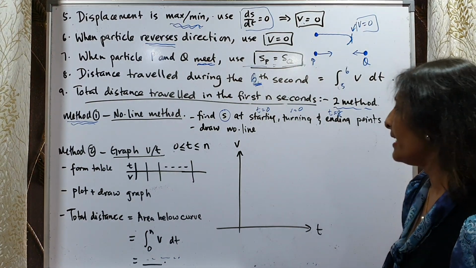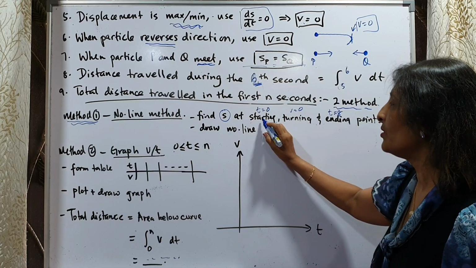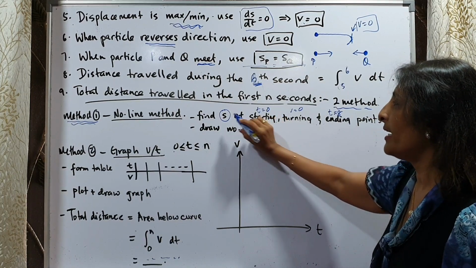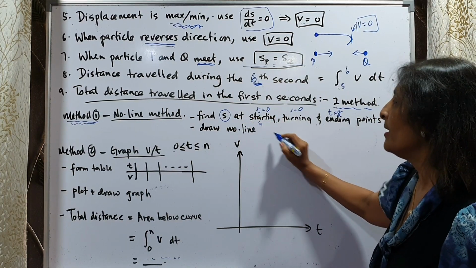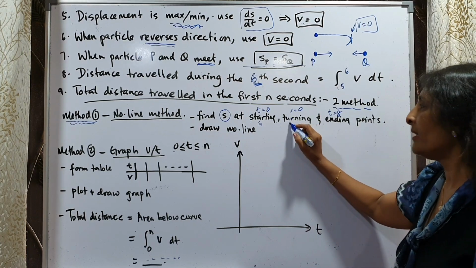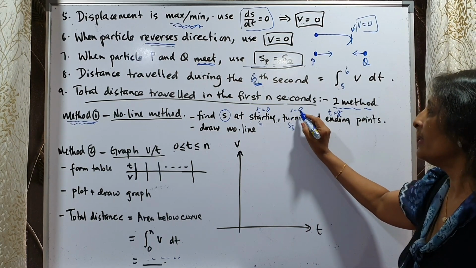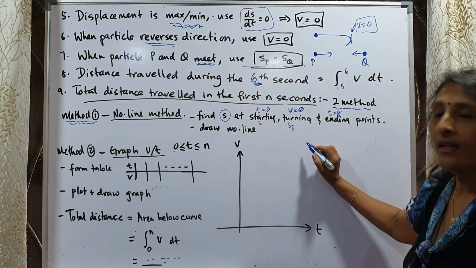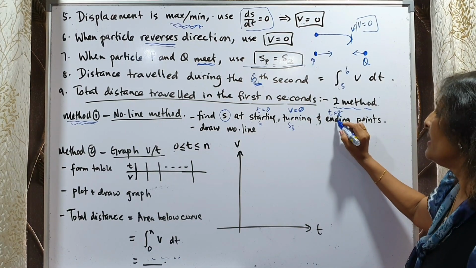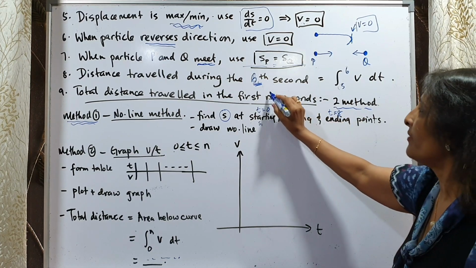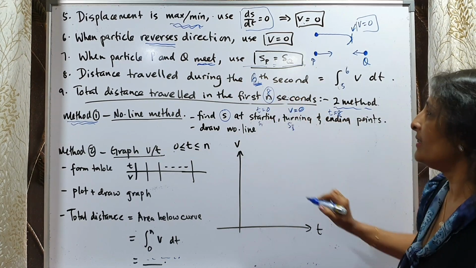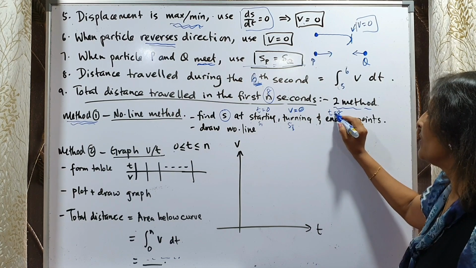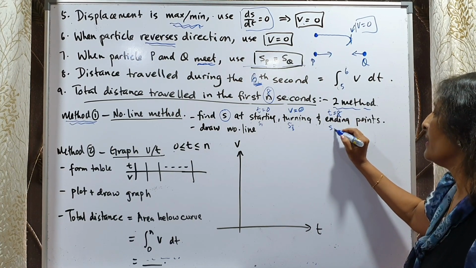You need to find s at the starting point. That means you sub t equals 0 into the s equation, you get s1. Then you have to find s again, s2, at the turning point, where you sub v equals 0. You can find the s. And the ending point depends on the question. If they say first 8 seconds, if n is 8, then you need to sub t equals 8 and you can find s again.